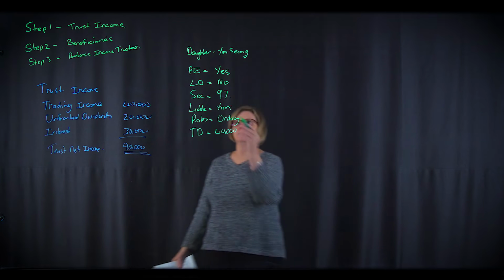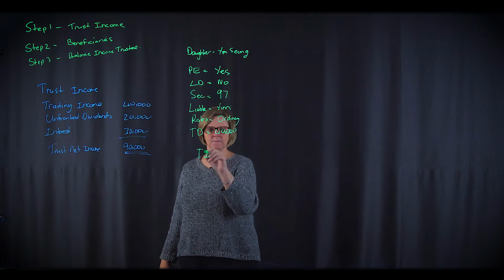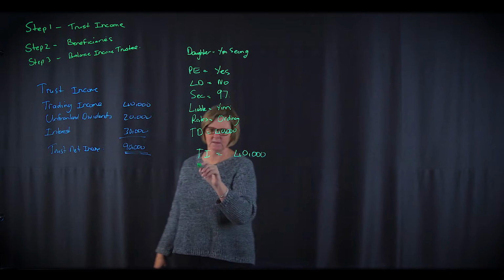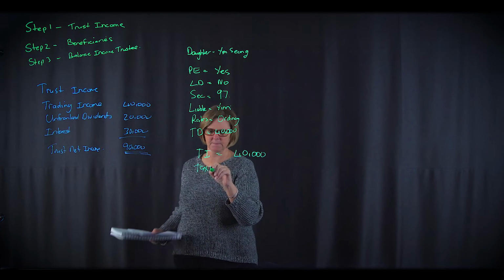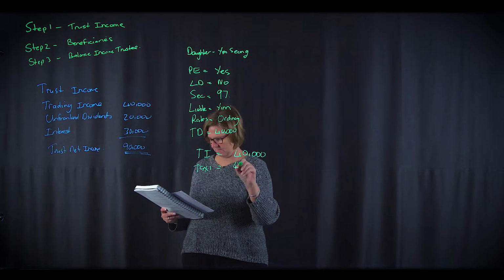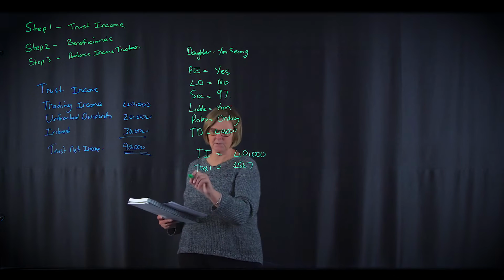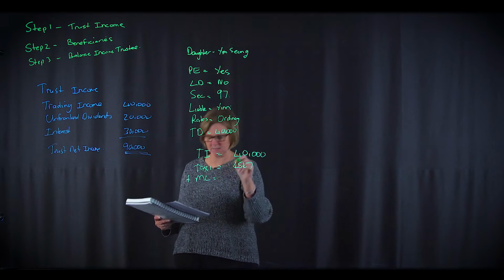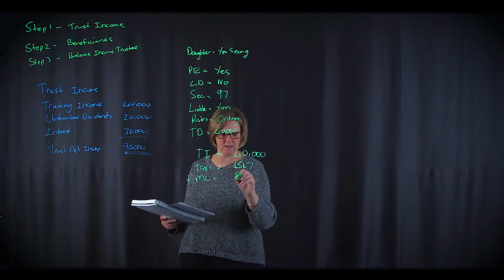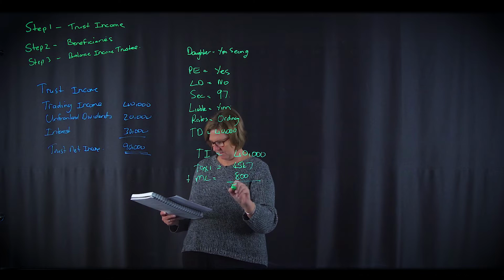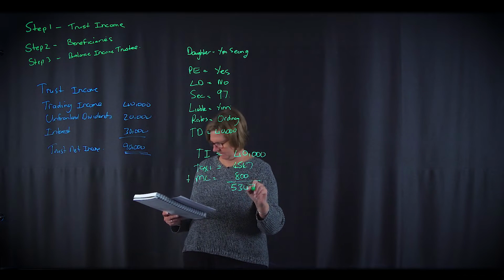So we know that for Yim, her taxable income is $40,000. She doesn't have any other income. The tax on that is $4,547 plus Medicare levy. The Medicare levy is 2% of taxable income, $40,000, so $800. At this point, we have $5,347.